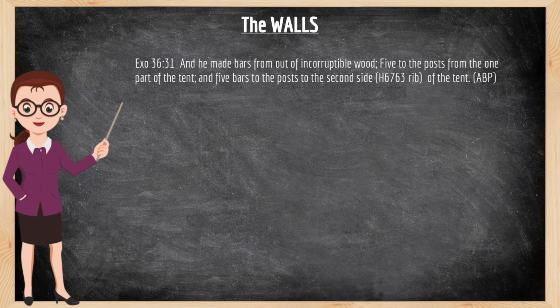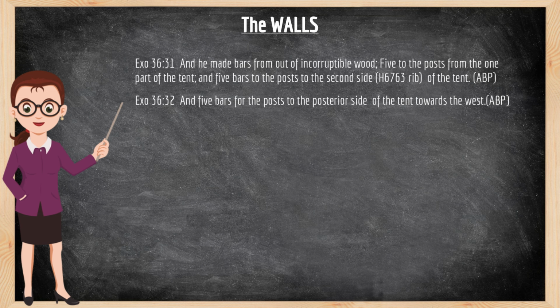Exodus 36, verse 1. And he made bars from out of incorruptible wood, 5 to the posts from the one part of the tent, and 5 bars to the posts to the second side. This word is rib of the tent. And 5 bars for the posts to the posterior side of the tent towards the west. Okay, so we have a bunch of posts that are going around the tent.